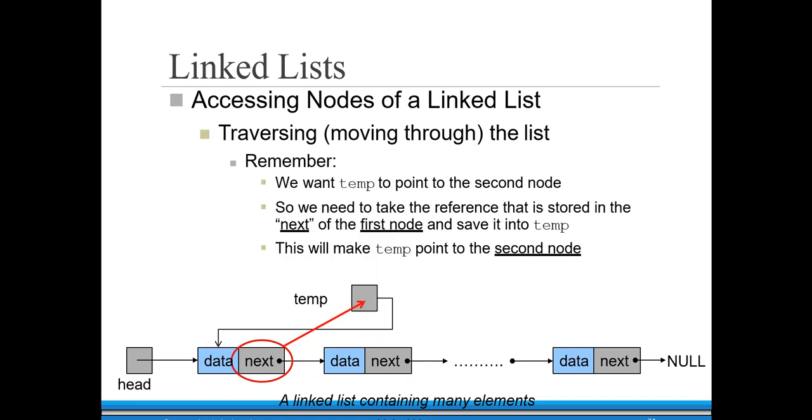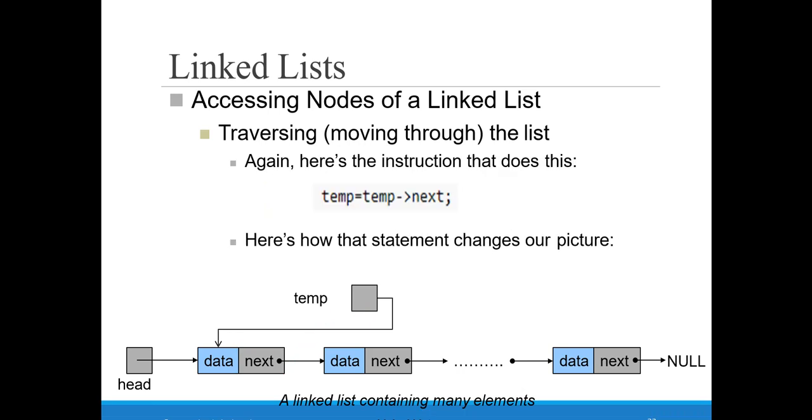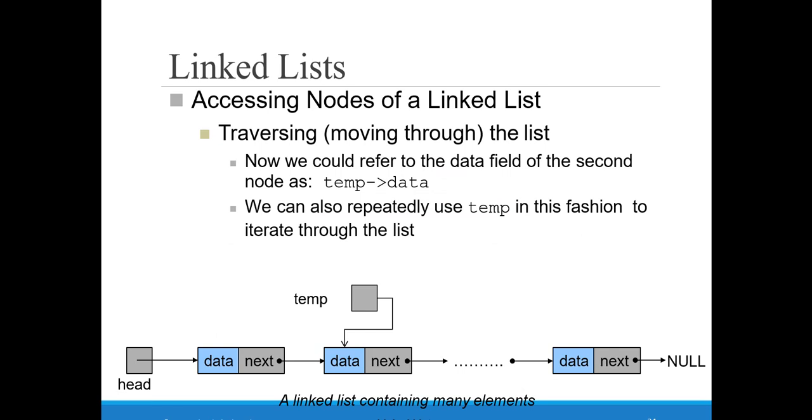If I want to point to the next node, I will say temp equals temp.next. This will make the temp point to the second node in this way. If I want to print the data, I will say temp.data. If I want to get the next, I will use next. This changes our picture.